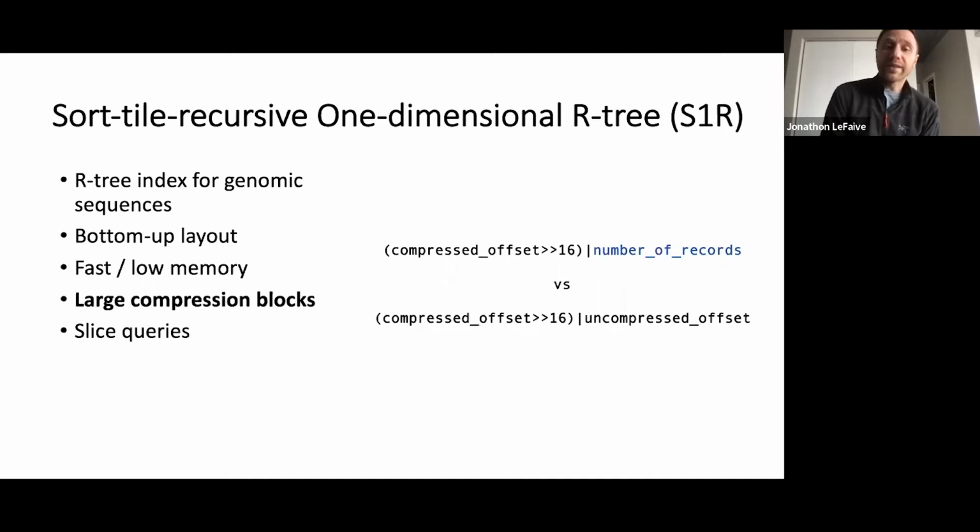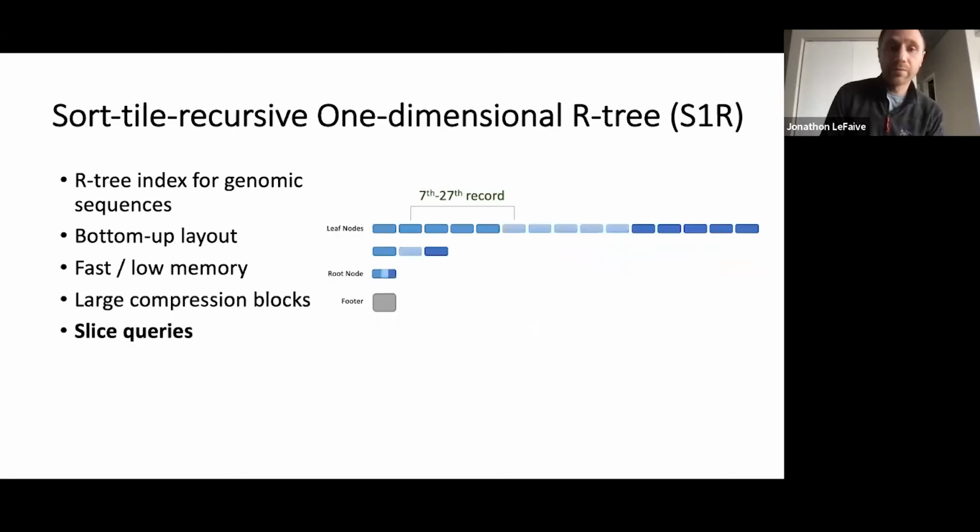With SAV, we instead store the number of records in the block as opposed to the uncompressed offset. And being able to store larger blocks of data improves the compression, especially with the Z-standard algorithm that SAV uses. And then, in terms of the number of records being stored in the block, we can use that for other things I'm going to talk about. Yeah, so storing the number of records of the block allows us to do slice queries.